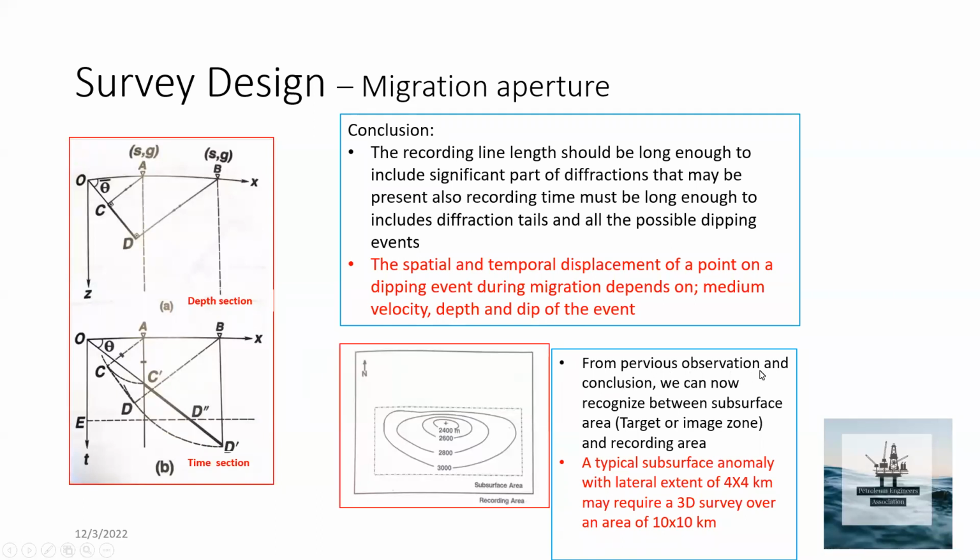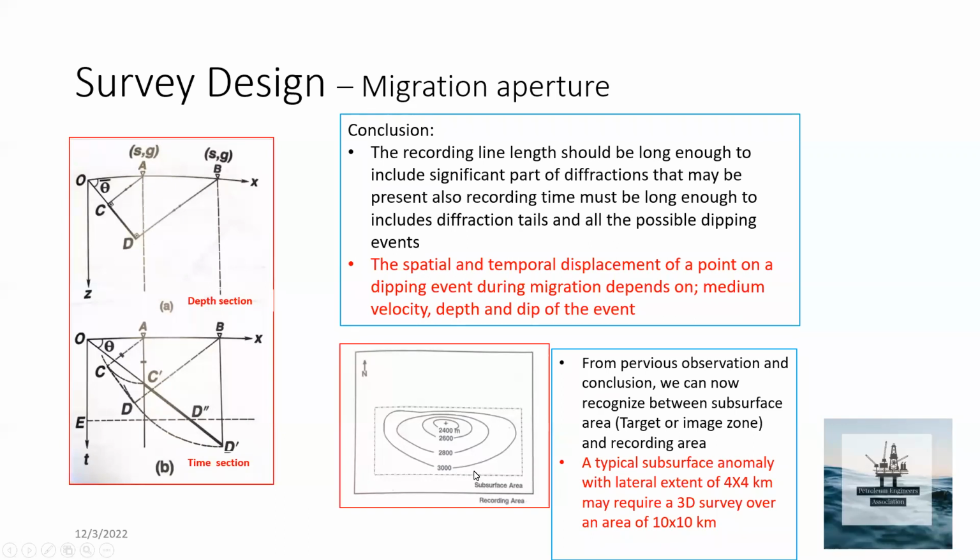Why are we saying all this? Because from the previous observation and conclusion, we can now distinguish between the subsurface area, the target or image zone, and the recording area. The main task of survey design is to have a recording area covering the subsurface area. If we have a certain structure or target, the migration aperture should be covering the target or the structure.